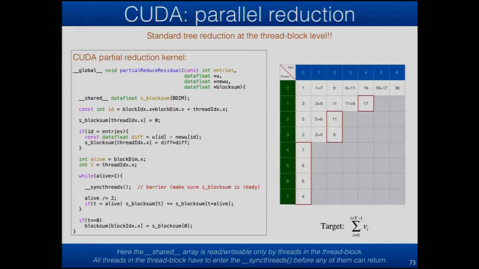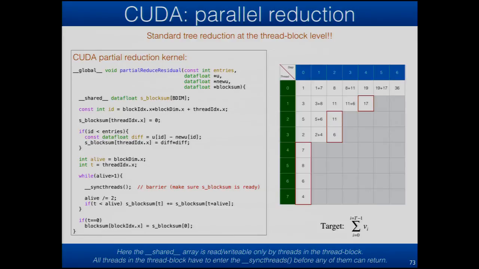So this is what the CUDA code would look like, or simple CUDA code to do this. You allocate some shared memory, which is a resource available to all threads in the thread block, with underscore underscore shared underscore underscore. We'll figure out which thread we are. If I'm a valid thread, I'm going to load data into shared memory. Then I'm going to designate the number of threads alive as the number of threads in the block.